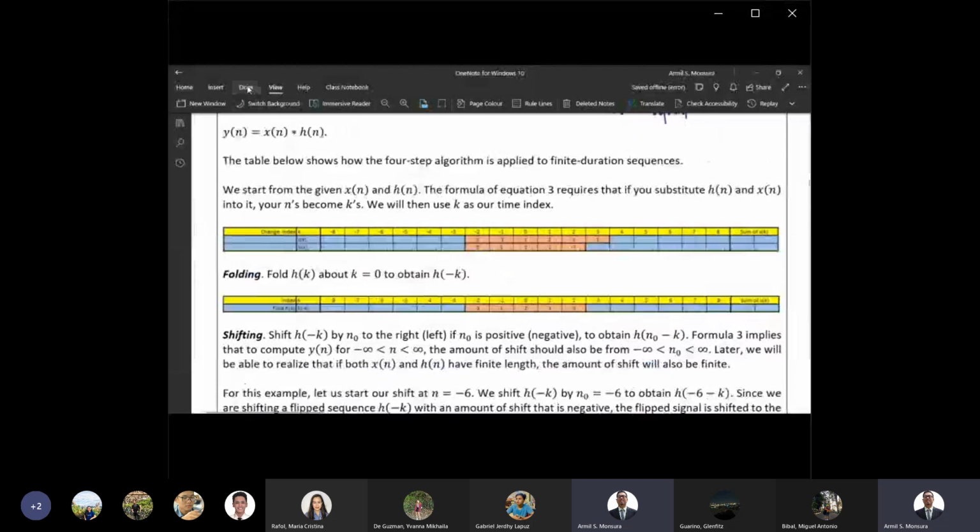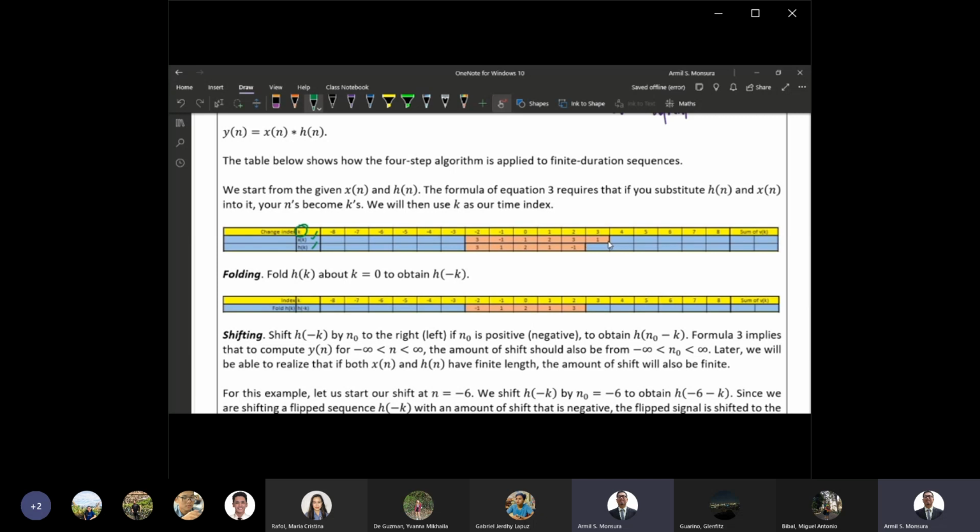Now we start with substitution of the given x and h. And now take note na yung index natin, the index now is in terms of k, not n. Ito yung sabi ko sa inyo na once na gumawa tayo ng substitution dun sa equation 3, your index variable changes from k to n. By the way, yung mas malaking version nito dun sa files na pinrovide ko with you.